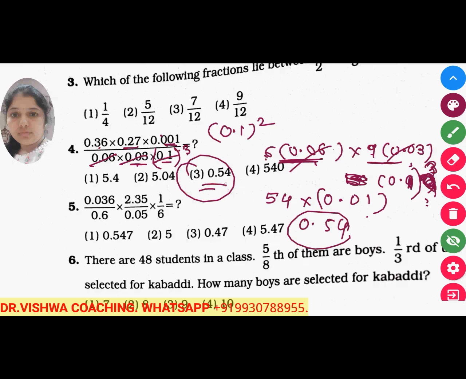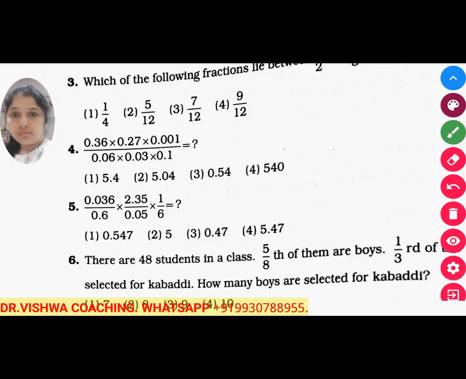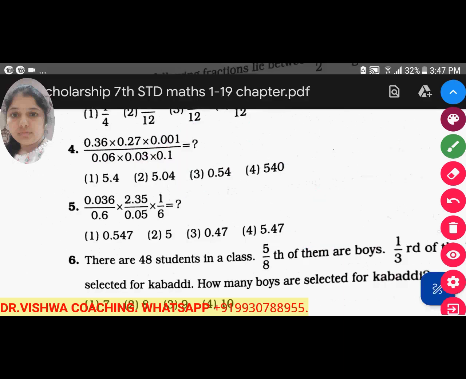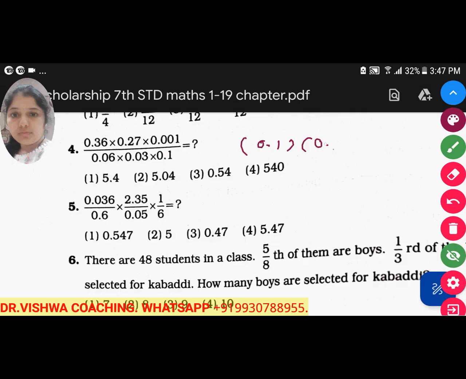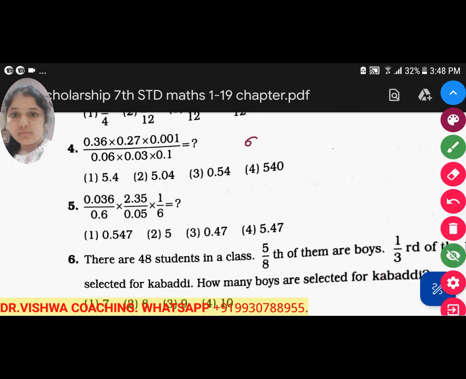cube, because cube is at the numerator and 0.1 is at the denominator. So 3 minus 1, 2. One factor will get cancelled, two factors remain. Okay. This 0.001 is nothing but 0.1 into 0.1 into 0.1. So one 0.1 is cancelled with denominator 0.1. Indices, we just add the indices when base is common. Okay, so it is 0.1 bracket square and here 6 into 9.